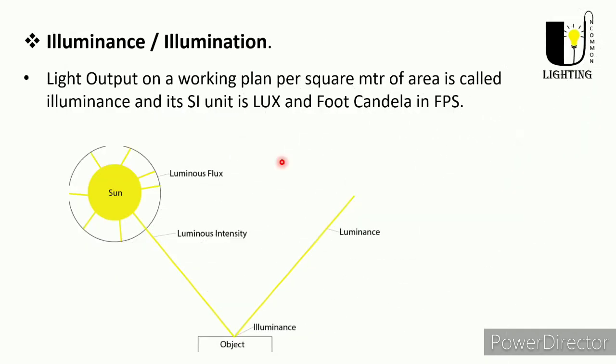Illuminance and luminance are very confusing words for everybody, but it is very easy to identify the difference. If you focus on the figure, a sun is radiating some amount of light, which is called flux. It is thrown in a certain direction, which is called its intensity. Suppose it falls on some object, or particularly a work plane, the amount of light spread on the work plane is called illuminance. Illuminance is also called lux, or in FPS units it is called foot candle.